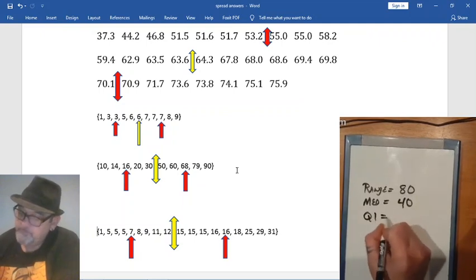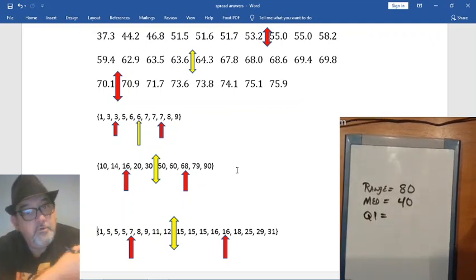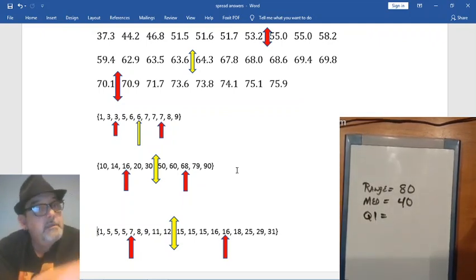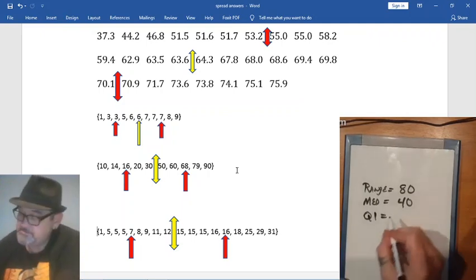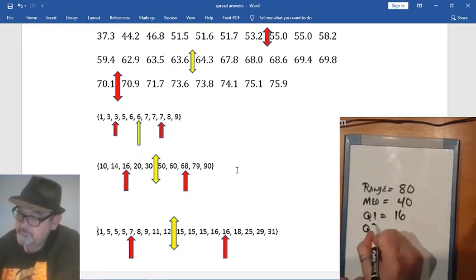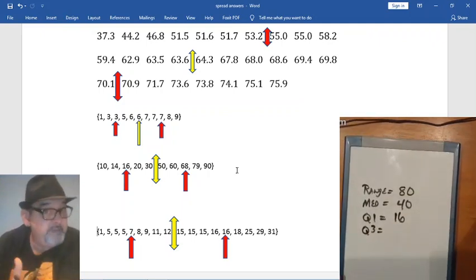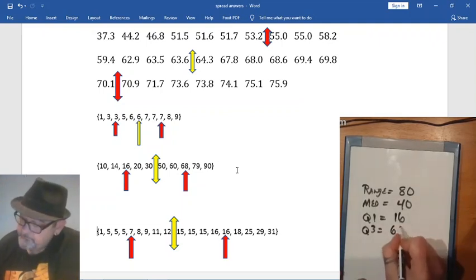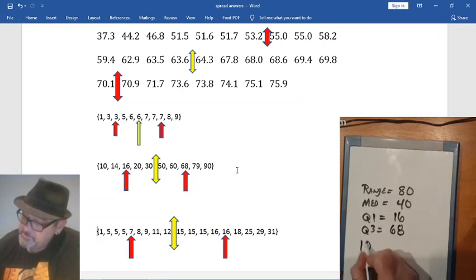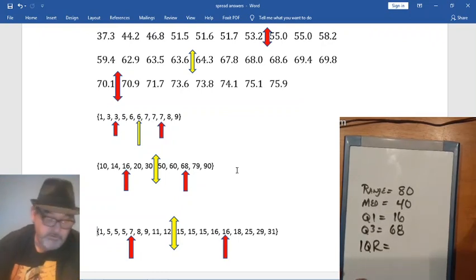What's my Q1? Well, that's the median of the lower half of numbers. The lower half, there's 5. So that makes it easy because my median is a single number, 16. It's the one right in the center. Quartile 3, same thing. I've got 5 numbers, so the median is going to be the center number, which is 68.